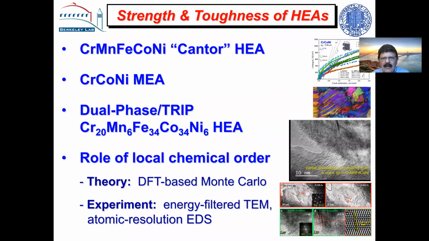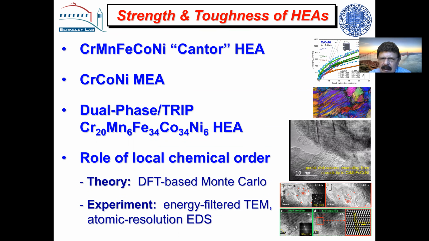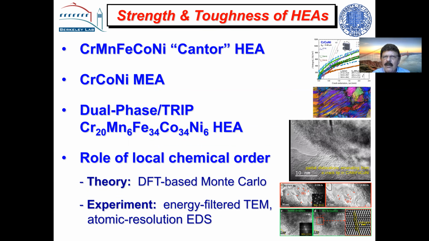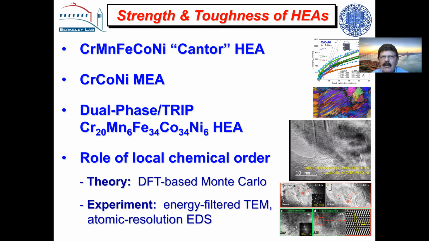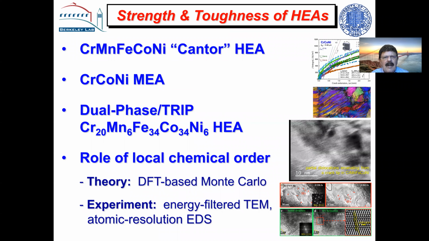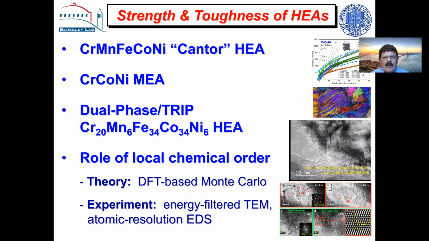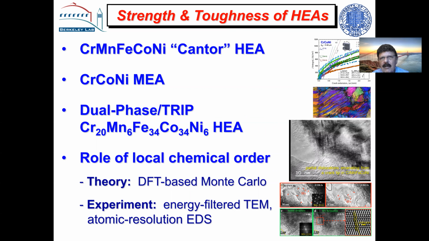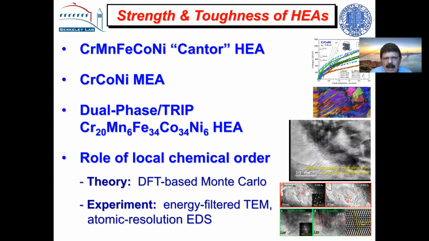So I want to talk about these high entropy alloys, which are of course multi-component, multi-element, multi-principal element alloys. I want to talk about basically the cobalt, chrome, nickel-based systems, which are FCC systems. And most of the ones I want to talk about are going to be single phase.